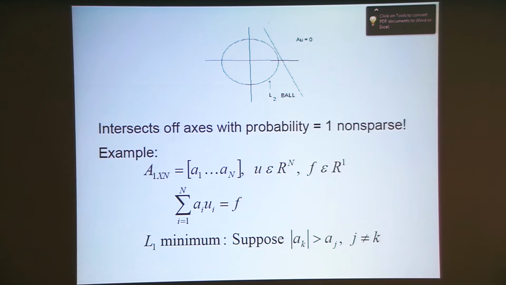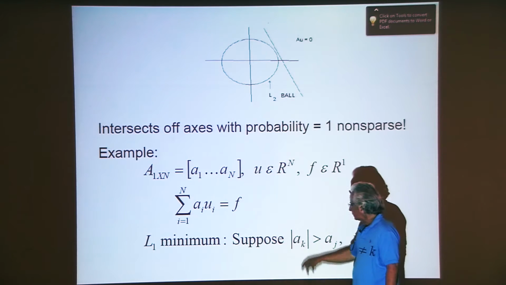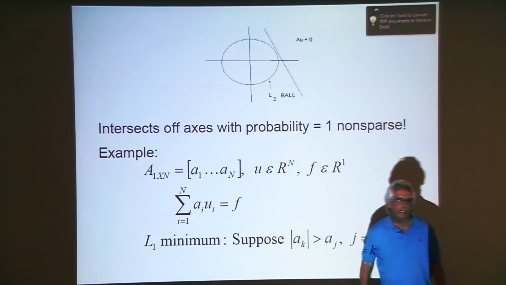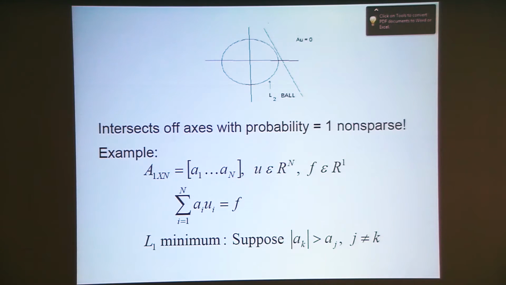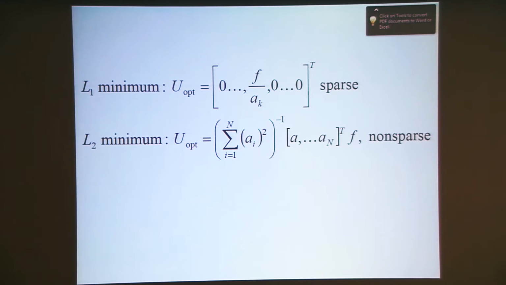But if you take the L1 minimum, and suppose one of these a_k's is the biggest, then you can write down the answer. And it turns out to be u is 0, 0, 0, f divided by a_k, 0, 0, 0, 0. So it's sparse. So the L1 minimum gives you a sparse solution, and the L2 minimum, God forbid, gives you a dense solution, the densest possible, practically. It's a multiple of A. So L1 good, L2 bad for this business. And Gauss ruined everything. And so what we're going to talk about is what you do with this and how you solve it. Any questions about this? Very basic notion.